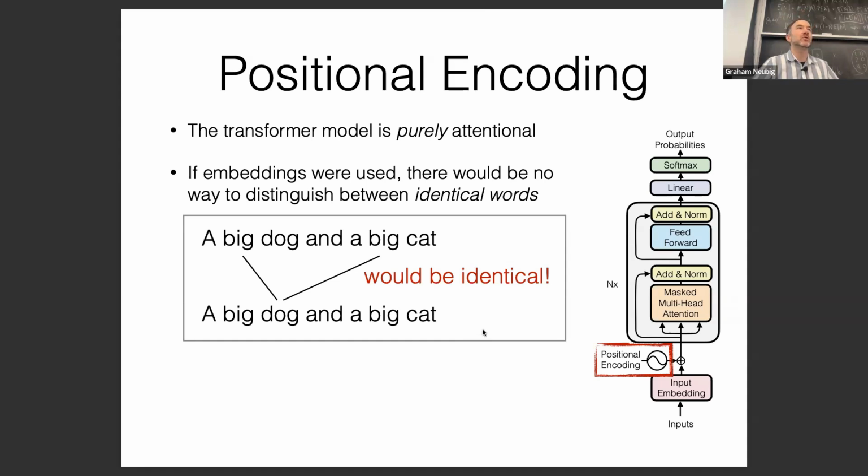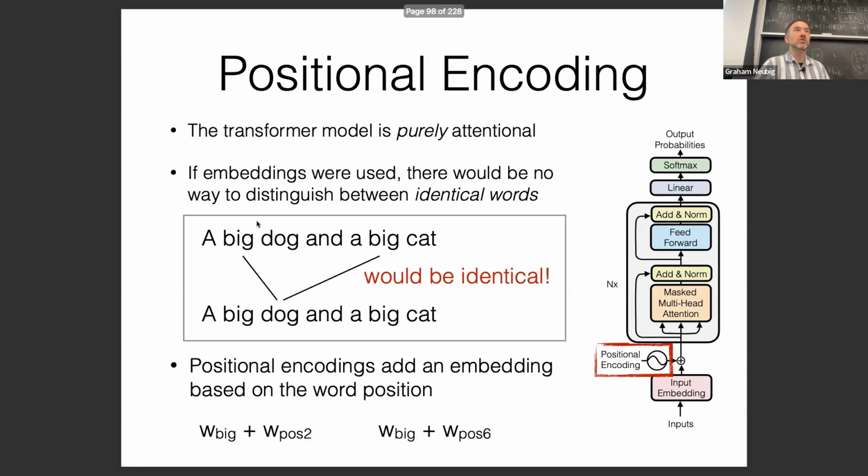distinguish between identical words. So if you wanted to attend to big over here and big over here, the query vectors and key vectors would be the same for these two words, right? And that's a problem because you might want to be attending to words that are local, very close to you, as opposed to words that are very, very far away from you. And so in order to fix this, there are methods that do positional encodings.